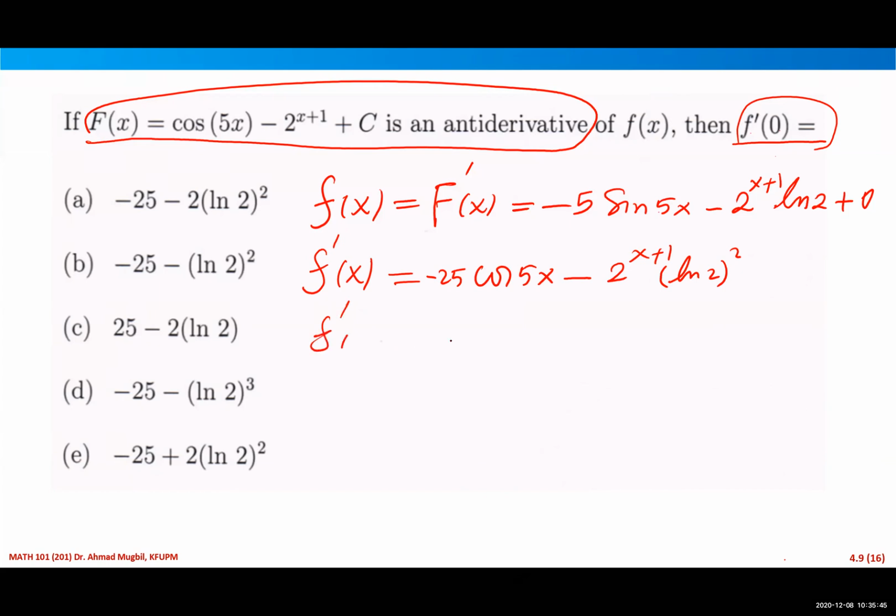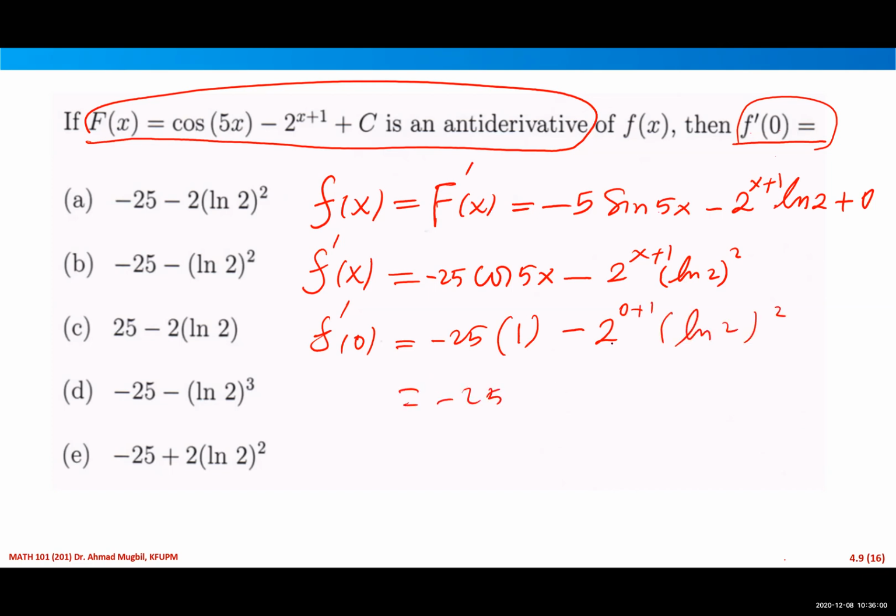The value of the second derivative at 0 is negative 25 times cosine 0, which is 1, minus 2 to the power 0 plus 1, times ln 2 all squared. This will be negative 25 minus 2 to the power 1, which is 2, times ln 2 to the power 2. And clearly the answer is A.